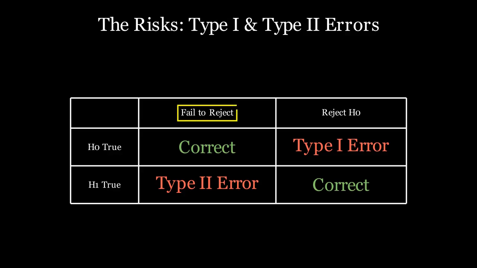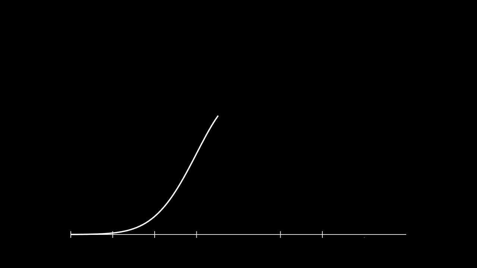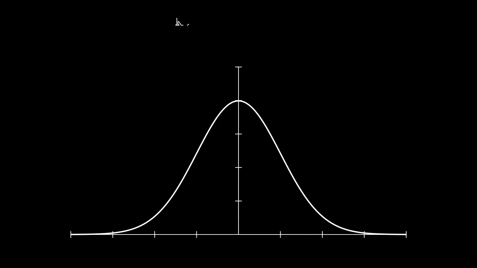However, no test is perfect. We face two types of risks. A type 1 error, or a false positive, happens when we reject a true null hypothesis, like convicting an innocent person. A type 2 error, or a false negative, happens when we fail to reject a false null hypothesis, like letting a guilty person walk free. Balancing these risks is the heart of statistical power. Increasing your sample size is often the best way to reduce both types of errors simultaneously.